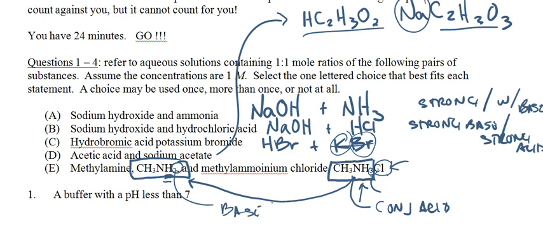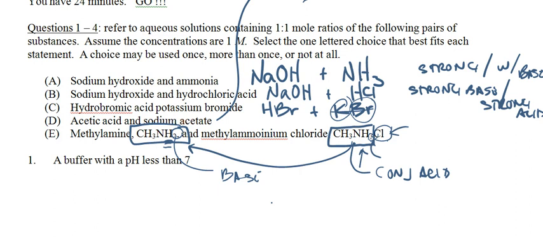Alright, so let's answer number 1. It says a buffer with a pH less than 7. Alright, first and foremost, what makes up a buffer solution? Well, a buffer solution, first and foremost, is something that can resist a large change in pH, whether you're adding a strong acid or a strong base.